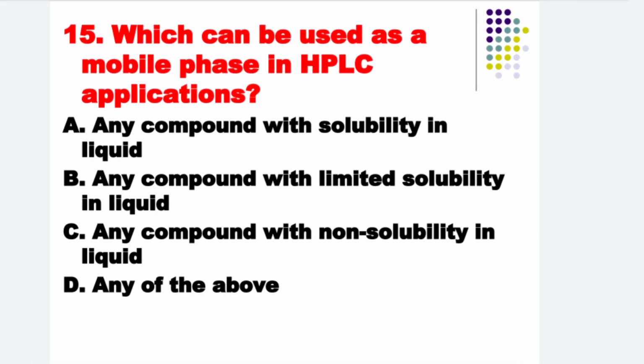And the last one is which can be used as a mobile phase in HPLC applications. Option A, any compound with solubility in liquid. Option B, any compound with limited solubility in liquid. Option C, any compound with non-solubility in liquid. And option D is any of the above. The answer is option A.